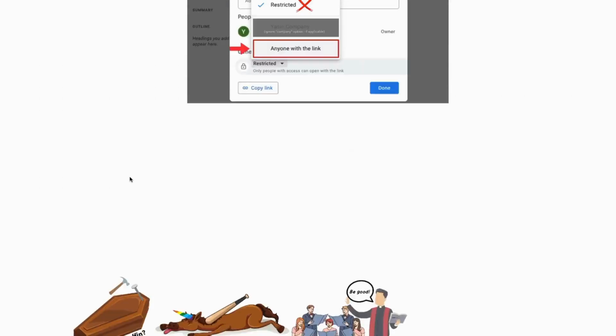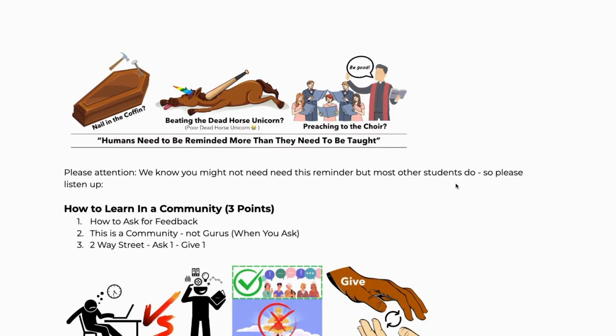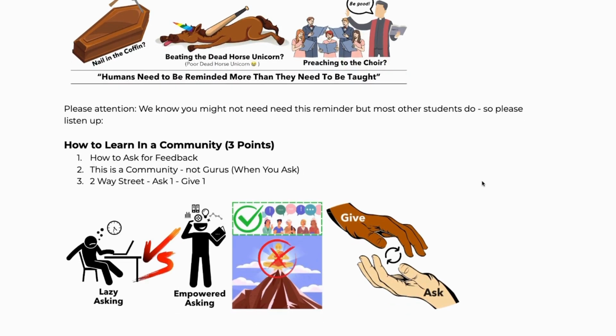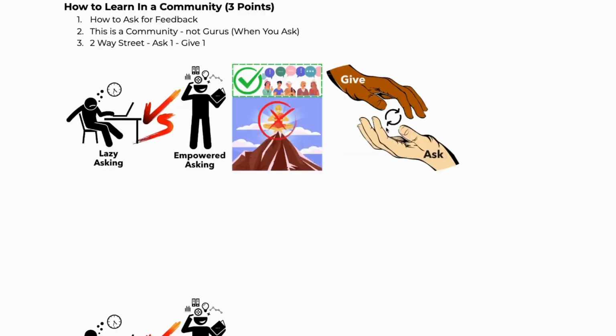And then as we close out here, I want to go ahead and do some quick reminders on how to be able to learn inside of a community. Three points. Number one, how to ask for feedback. Number two, this is a community, not gurus, okay? So when you ask, you've got to make sure you understand this. And number three, it's a two-way street. When you ask one, you give one. Let's go ahead and talk about this right now.